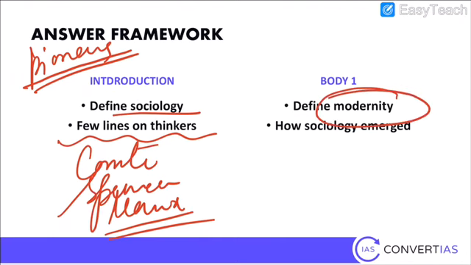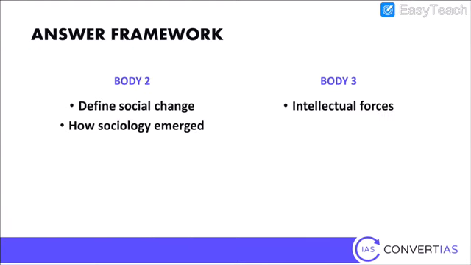Make sure that in a 250 word answer, you define all the major terms which are given in the question. So, define modernity and relate it with the emergence of sociology. Then in body 2, you can define social change. What do you understand by social change? Then you define how sociology emerged and relate it with social change.